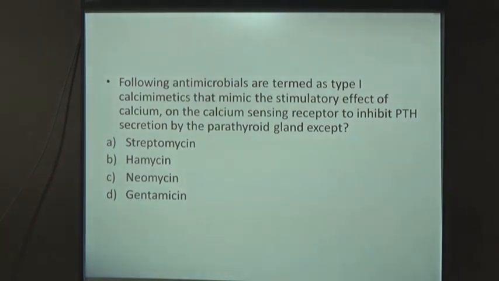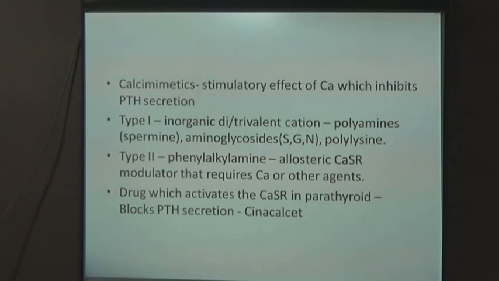Actually it's a class. Let me first tell you which drugs are calcium mimetics. Calcium mimetics have the stimulatory effect of calcium, which inhibits PTH secretion. There are two types of calcium mimetics, and the question asks about type 1. Type 1 calcium mimetics are divalent cations, polyamines, aminoglycosides and polylysines. So among antimicrobials, it is aminoglycosides.